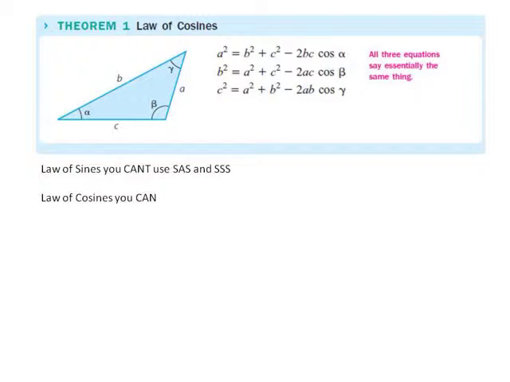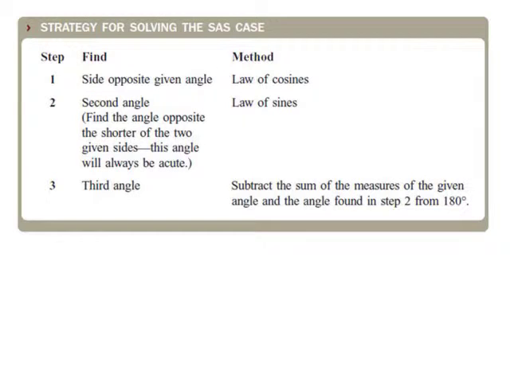If you'll notice, if you start with an A, then your cosine is going to be alpha. If you start with a B, your cosine is going to be beta, C, gamma. Okay? The law of sines, you cannot use SAS and side side, but with the law of cosines, you can. That's why we have the law of cosines. Okay, here's how you do it.